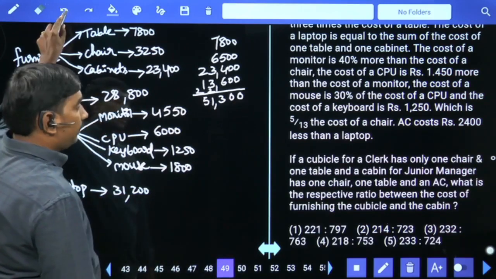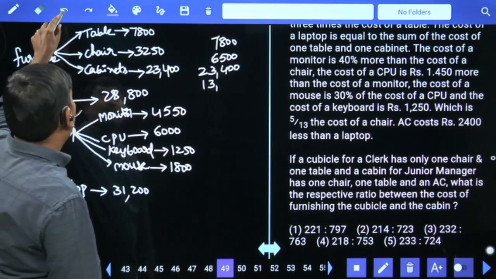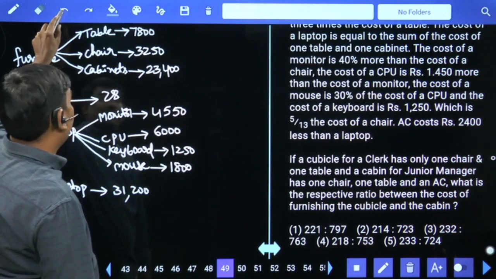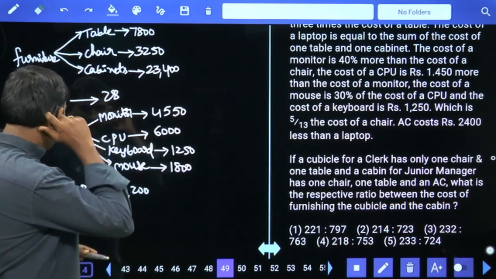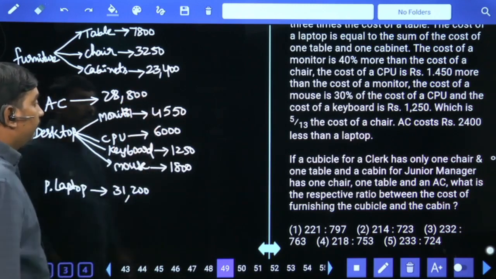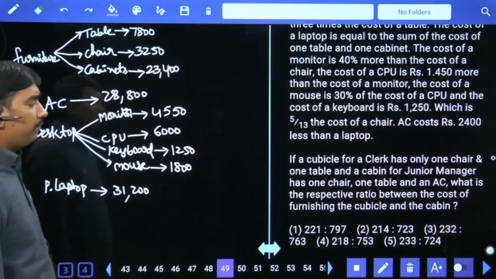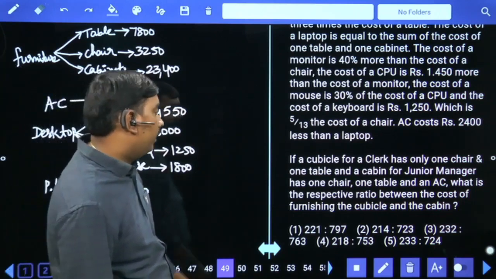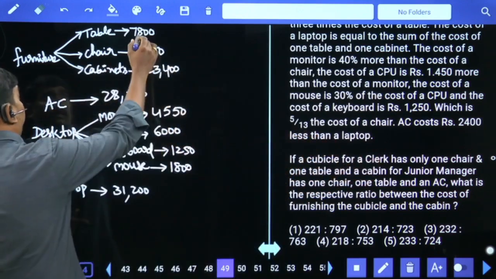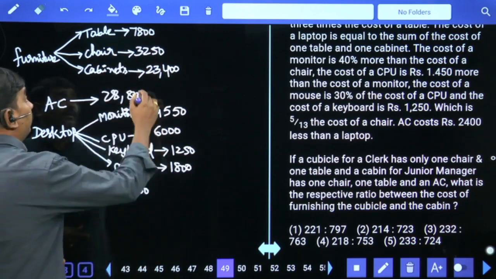Next. If a cubicle for a clerk has only 1 chair and 1 table, and a cabin for junior manager has 1 chair, 1 table, 1 AC. We did a mistake. It's 28,800. Okay. What is the respective ratio between cost of furnishing the cubicle and the cabin? Cubicle for a clerk has only 1 chair, 1 table. Chair 3,250, table 7,800.